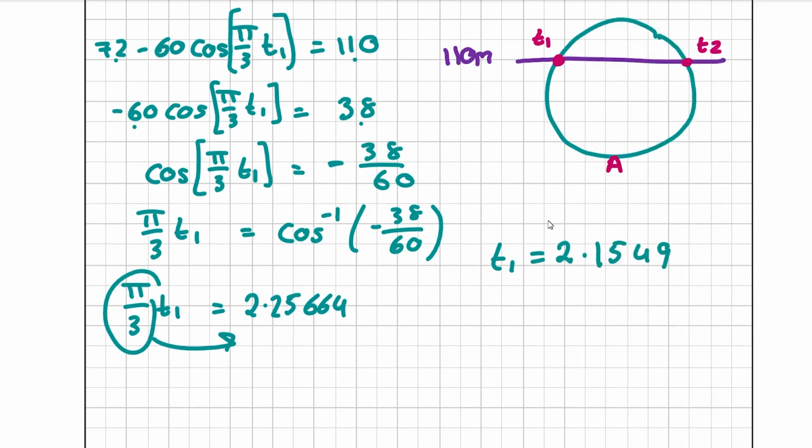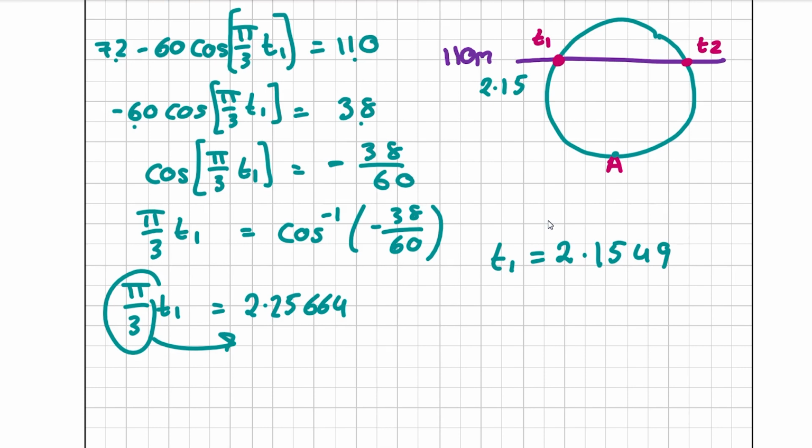Now, what does this mean for us? This means that the first time that the Ferris wheel is at 110 meters, or this point A is at 110 meters, t1 is 2.15 minutes, correct to 2 decimal places. But that's not what we're looking for. We're looking for the second time that it's at 110 meters. But how are we going to find that?